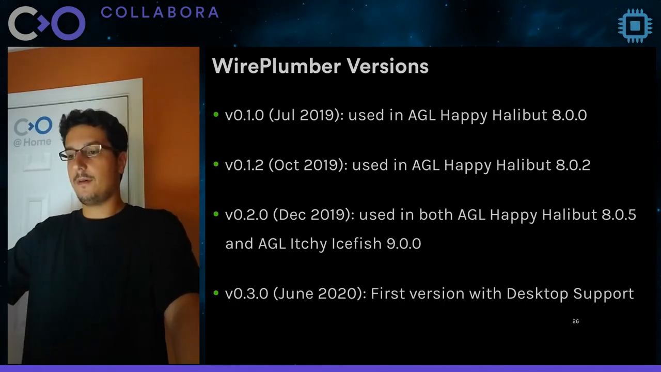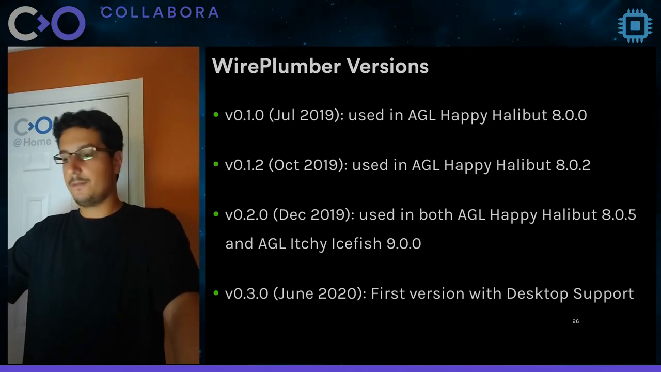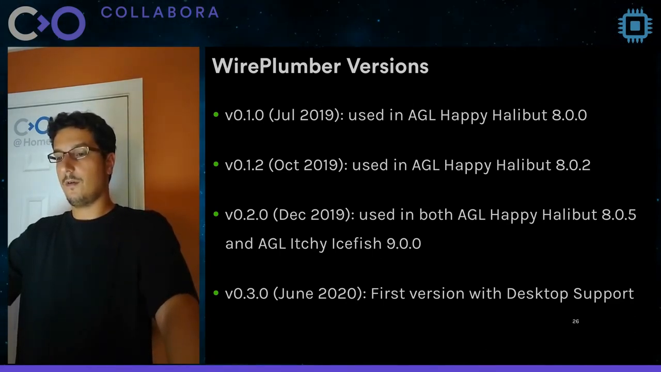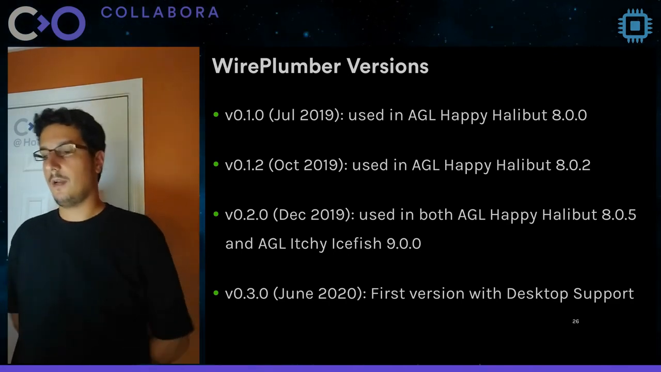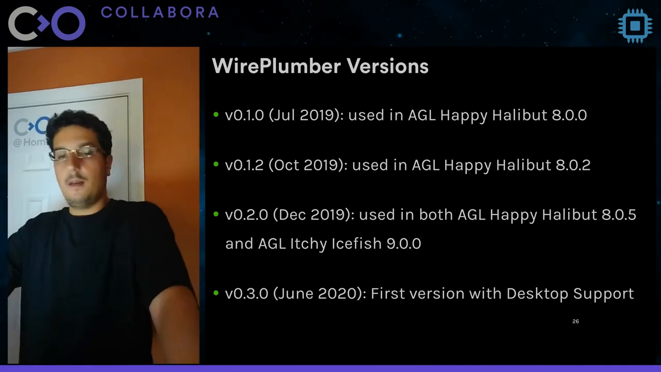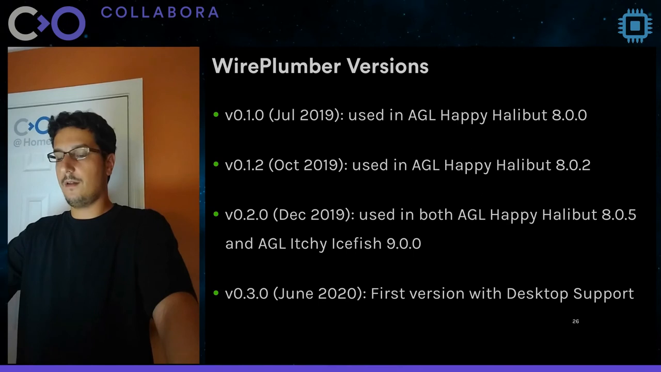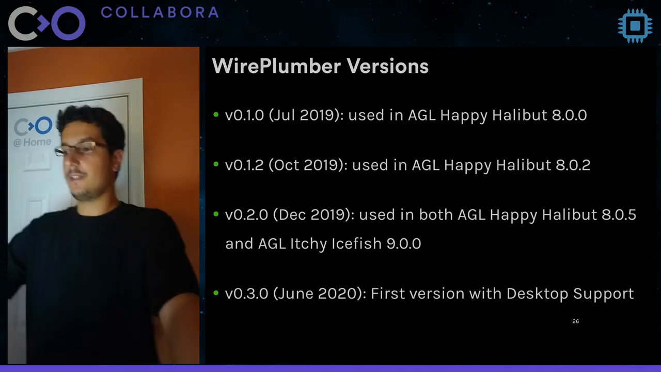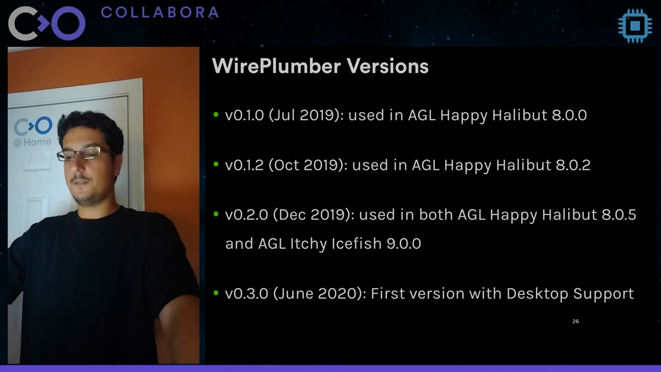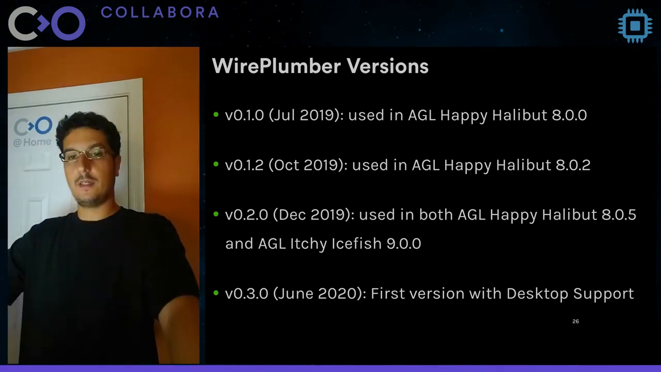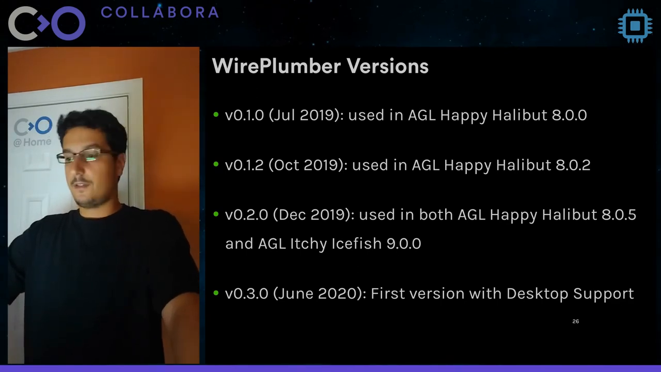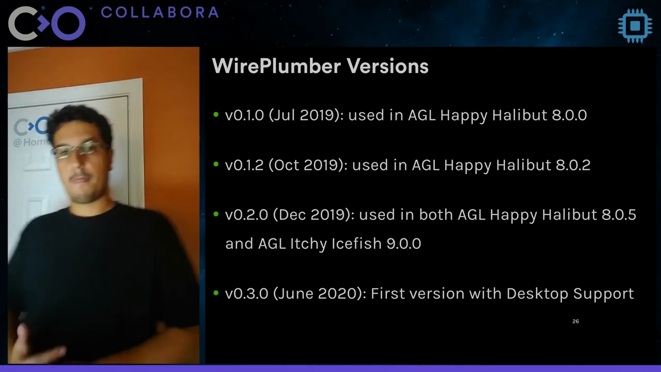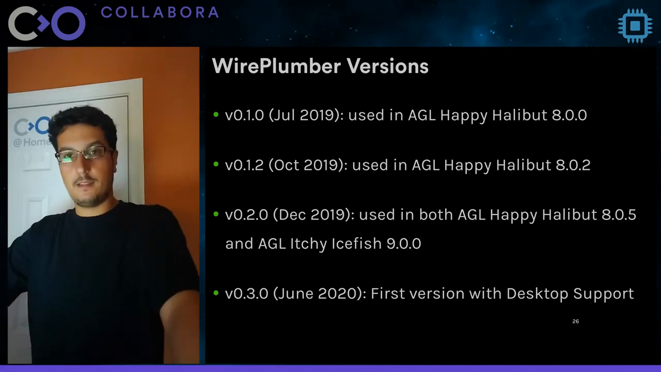The current status of WirePlumber is version 0.3.0. The first version, 0.1.0, was released last year in July, and it was used in the AGL Happy Halibut 8.0 branch. Then version 0.2 was released last December 2019, and it was used both in AGL Happy Halibut and Icefish. Version 0.3 was released in June this year, which was the first release with support for desktop, and we are probably going to do a release at the end of this year or beginning of next year.